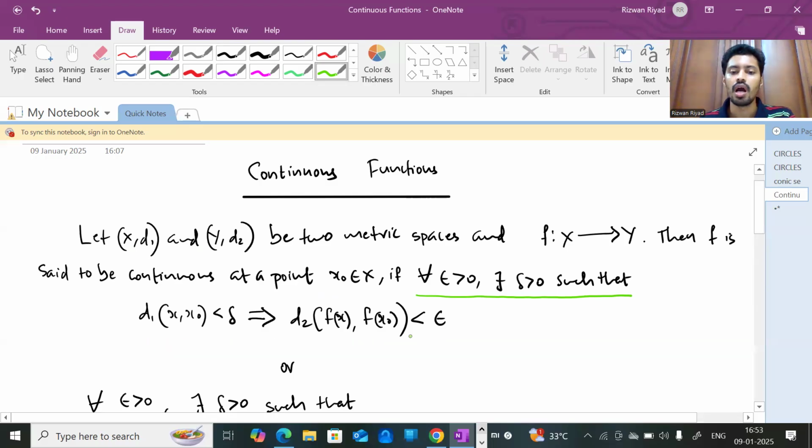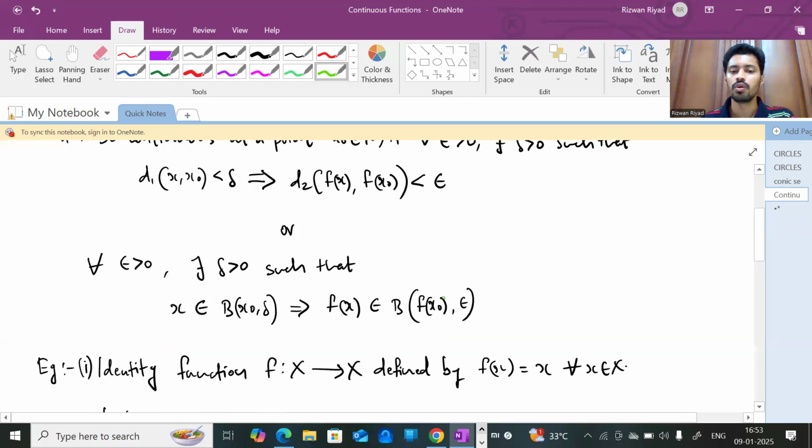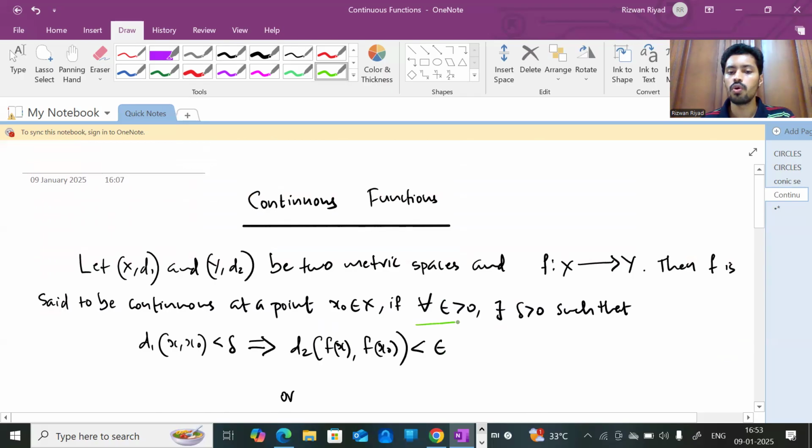Let's see how we can prove this. For all epsilon greater than 0, that means if you take any positive number as epsilon, that's the meaning of for all epsilon greater than 0. This should happen for any positive number.